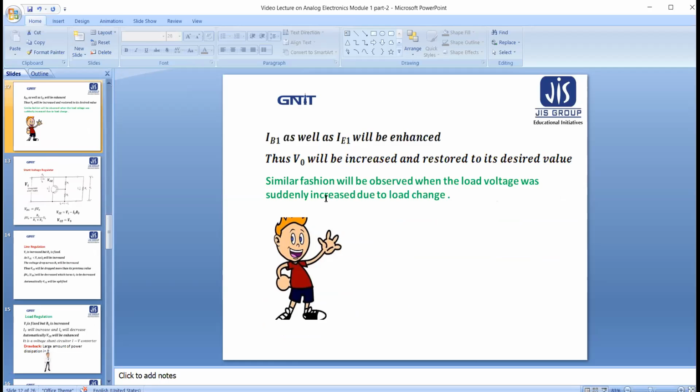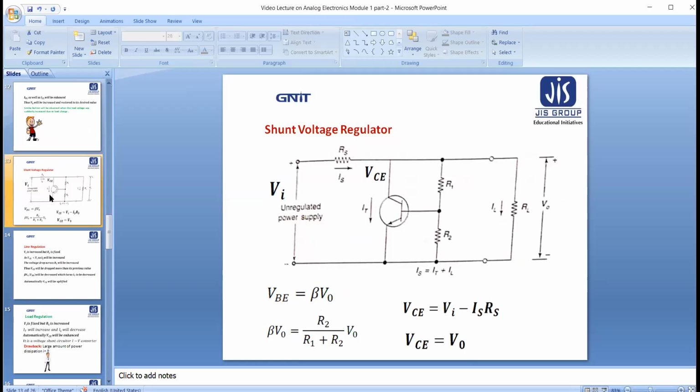A similar fashion will be observed when the load voltage is suddenly increased due to an increment of the load resistance. Same thing, just the opposite phenomena will occur. Now we will go to the shunt voltage regulator.